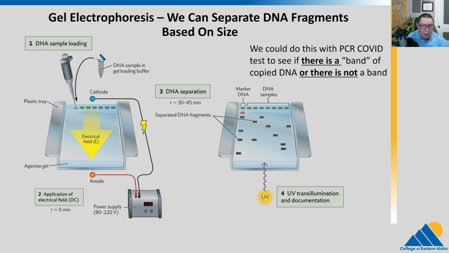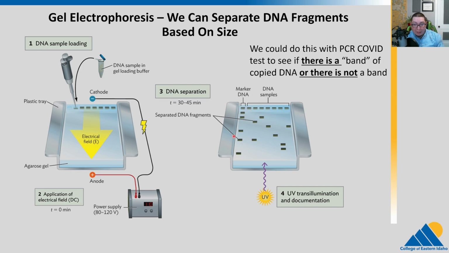On the far left, we have what's called a marker lane. It's pieces that we know the size of. And over here, we have our different DNA pieces. How is this useful? Well, we could do something like PCR that tests to see if there is COVID DNA in a person. Okay, if there is, we make copies and we get something like a band of DNA on here. If there's no copies that get made, they don't have the virus. And like this lane here, there's no band.